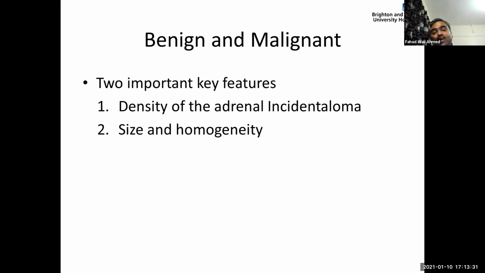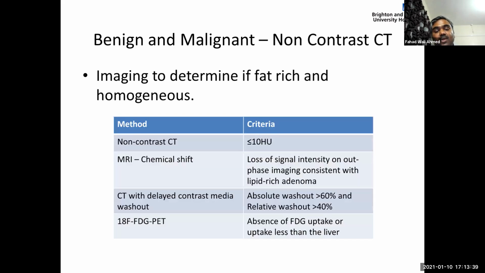So the features we are looking for are the density of the adrenal incidentaloma, and the size and homogeneity. What we're trying to look at is how much fat is present in the adrenal gland. If we look at the density, water will have no density, which is 0. The bone will be quite high and fat will be quite low. So a non-contrast CT showing a Hounsfield unit, which is a measurement of density, less than or equal to 10, then the lesion is benign.